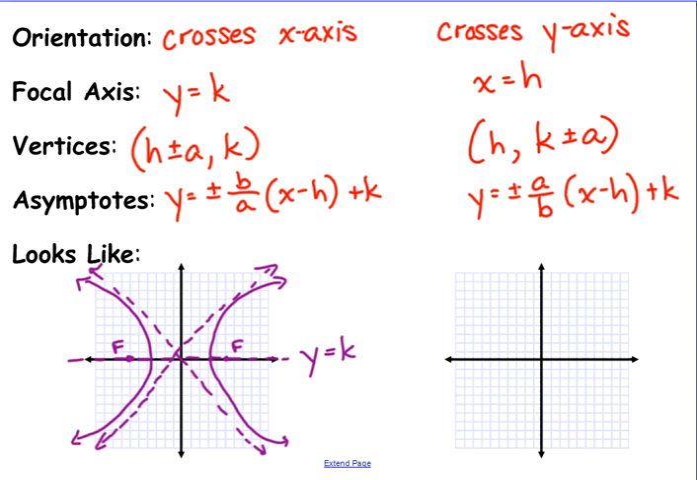Okay, so that's that one. If it crosses the y-axis, here's an example. Got foci. Here's the center. Here's the x equals h for the focal axis. And then these would have a much steeper asymptote.